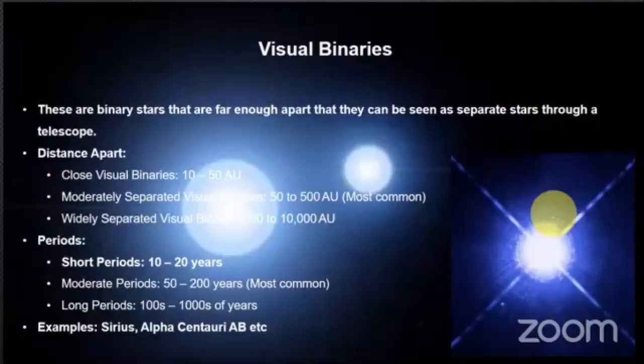So in the visual binary stars, these are binary stars that are far enough apart that they can be seen as separate stars through our telescope. If you look at the background of this slide here, you see an artistic depiction of visual binary stars. If you're observing them with your telescope, you can literally see them as separate stars, okay? They are resolvable through a telescope, so we call that visual binary stars.